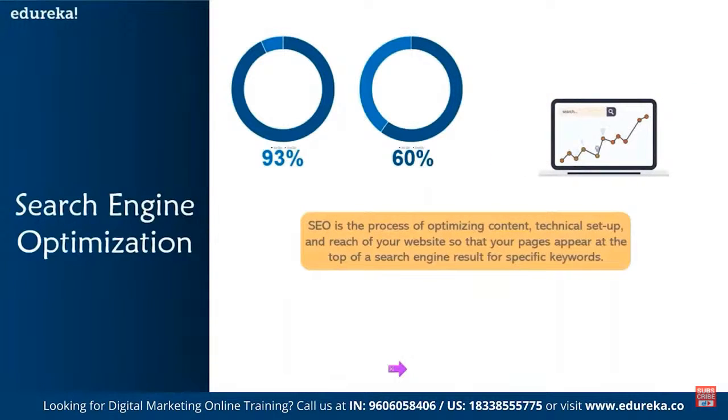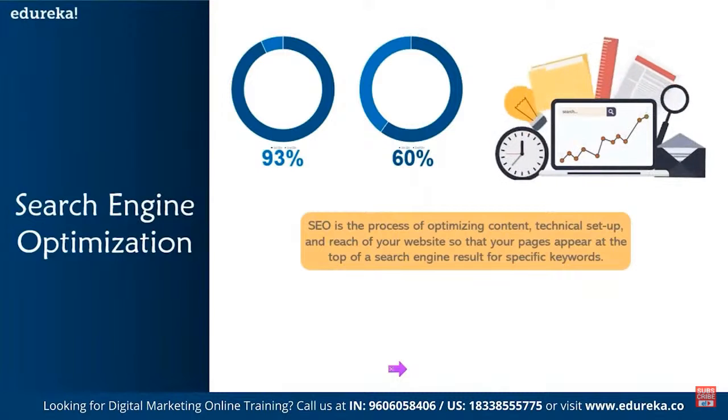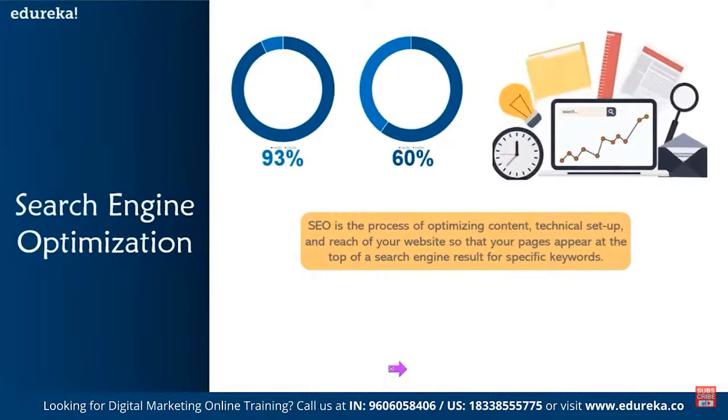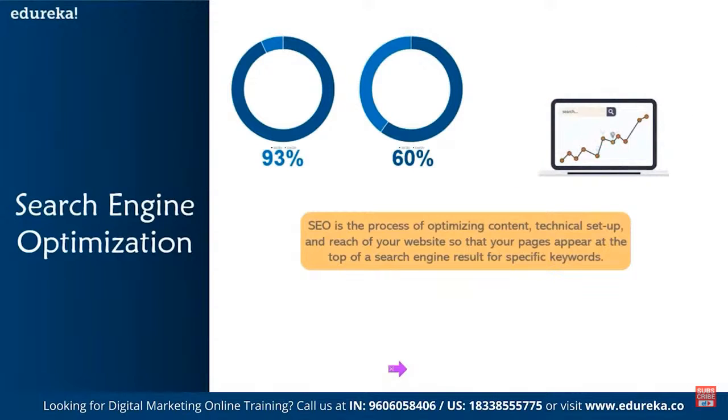So what is SEO? SEO is the process of optimizing content, your technical setup, and reach of your website so that your pages appear at the top of a search result for specific keywords. SEO consists of a series of best practices which enable discovery of content, websites, and online properties like blogs, social media pages, etc. It's a mix of technical and content practices which aid search engine crawlers to rank your page and index them so that they appear on search results.